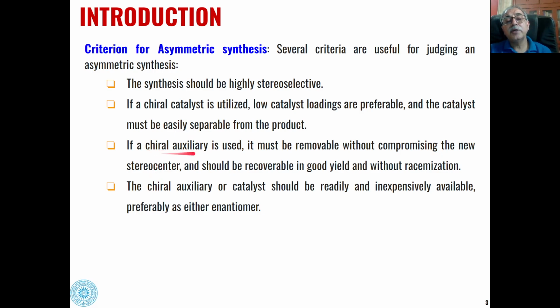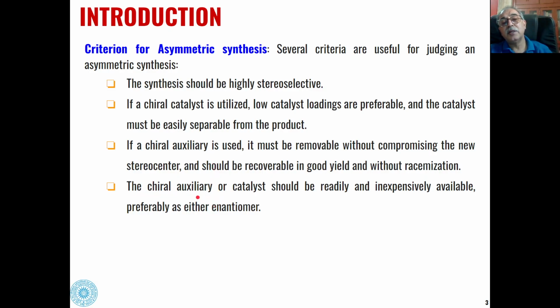Now, if we are using a chiral auxiliary instead of a chiral catalyst, then it should also be removable without compromising the new stereo center which has been created in the product. And again, it should be recoverable in good yield without racemization, because if the chirality of the chiral auxiliary is lost after the reaction, then it cannot be reused. So this is the third condition which is very important for asymmetric synthesis.